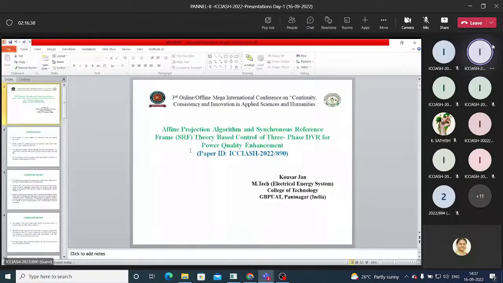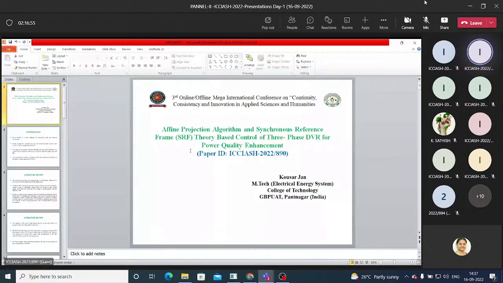I am Kosa Jain, MTech student from GB Pant University of Agriculture and Technology, Pantnagar. The topic of my research work is a fine projection algorithm and synchronous reference frame theory based control of three-phase DVR for power quality enhancement.